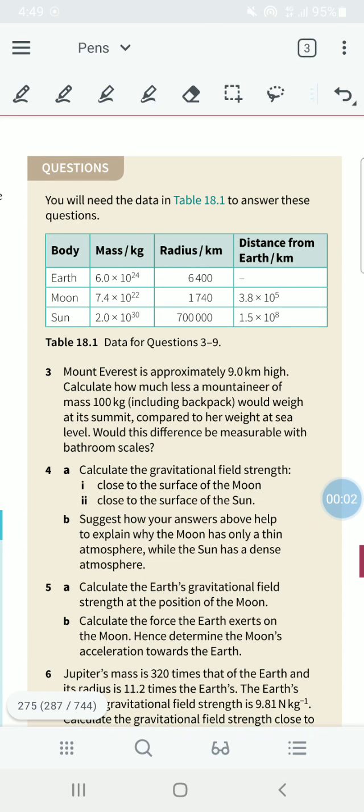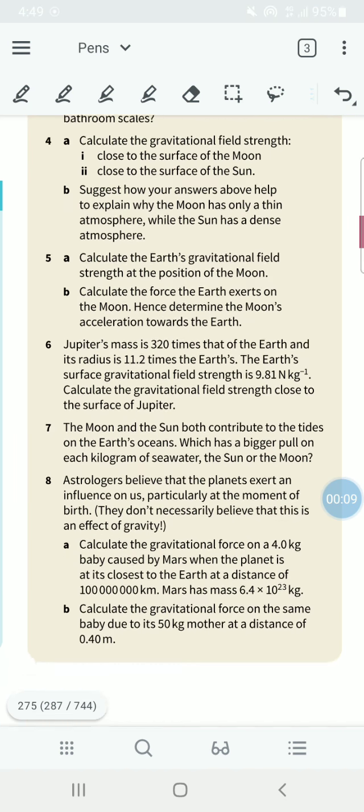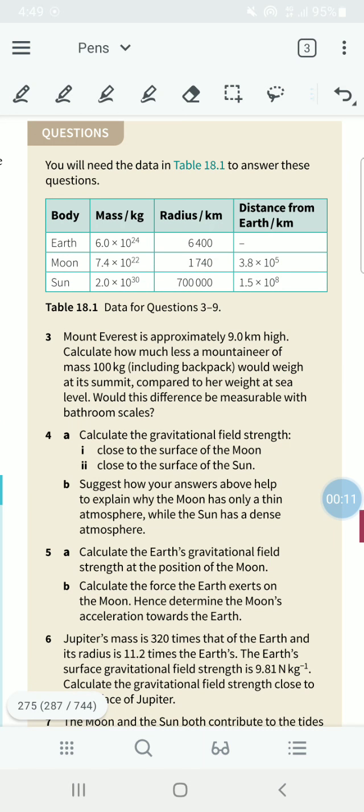Chapter 18, physics, questions number 3, 4, 5, 6, 7 and 8. Let's go to question number 3.